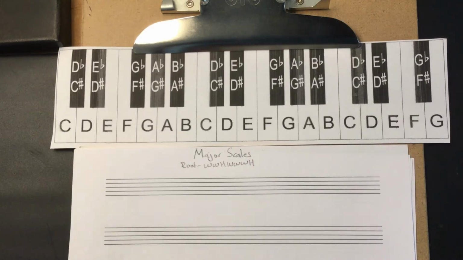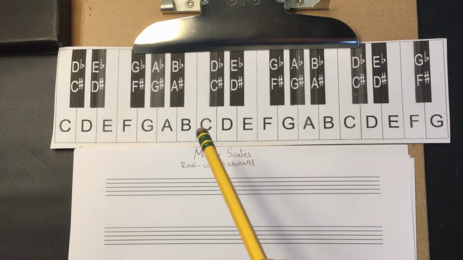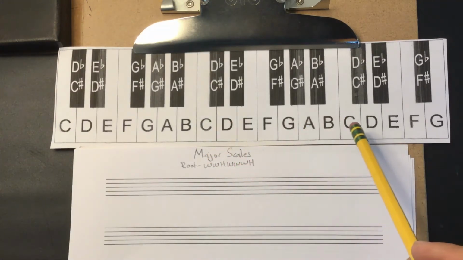So, what is a major scale? Well, it's a diatonic scale, which means it's going to have 7 notes. Now, usually when you play them, they're 8 notes because you repeat the top one, and they're going to go in alphabetical order. So, for example, if I start on C, the first note would be C, then D, E, F, G, A, B, C.